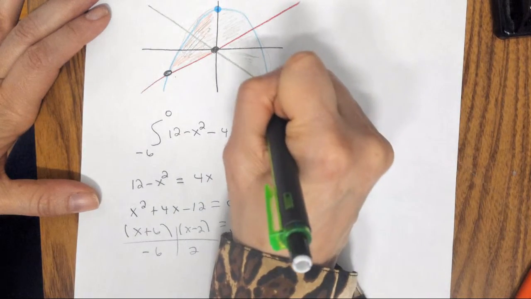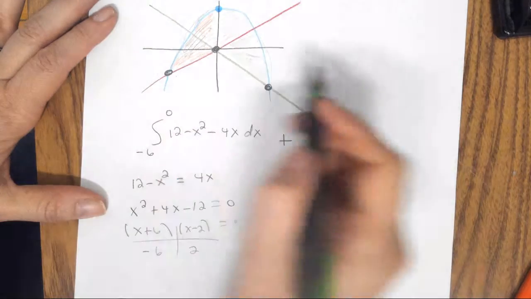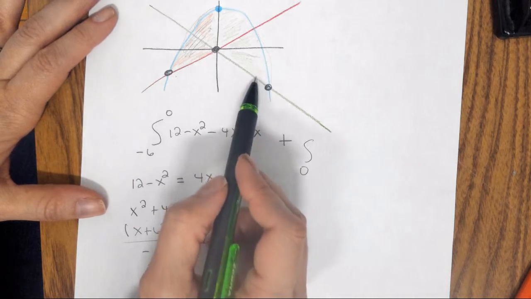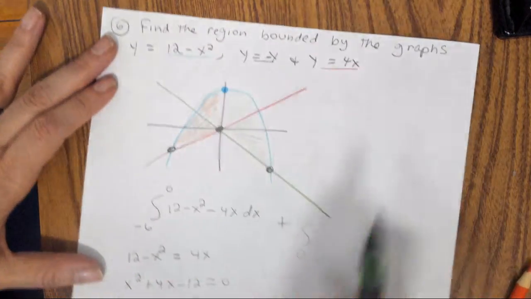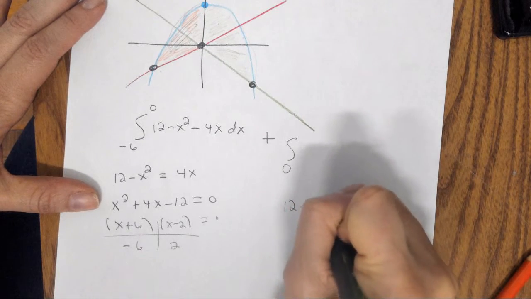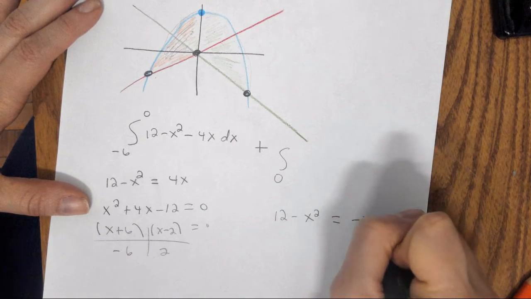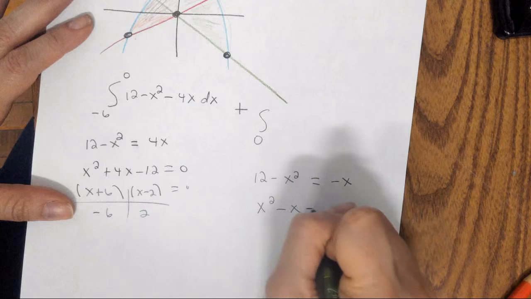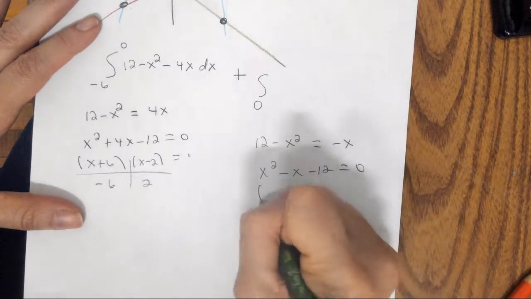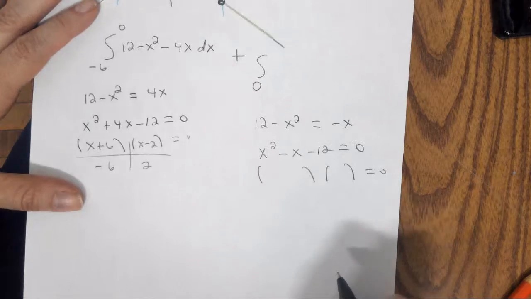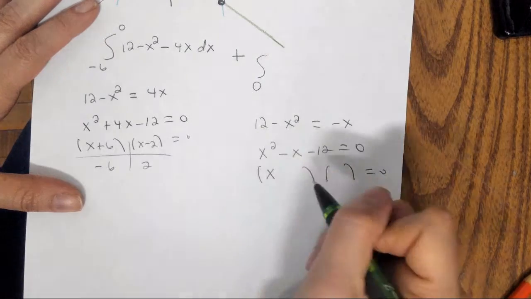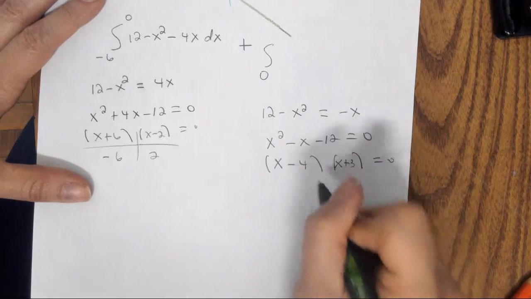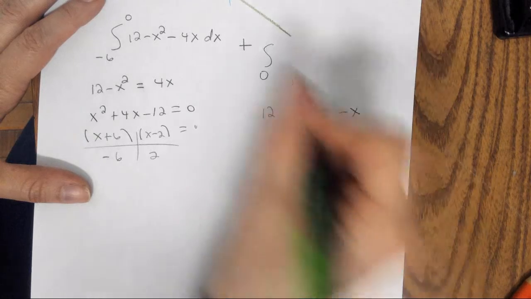So I just need to know this point of intersection. I know this is 0, so I have 0. I need to find this point. So this is where the blue and the green meet. So that's these 2 equations. So I'll do 12 minus x squared equals negative x. So I have x squared, because I added that to the other side, minus x minus 12 equals 0. And so let's solve this. Here I get x minus 4, x plus 3. And so we have 4. So this must be 4.